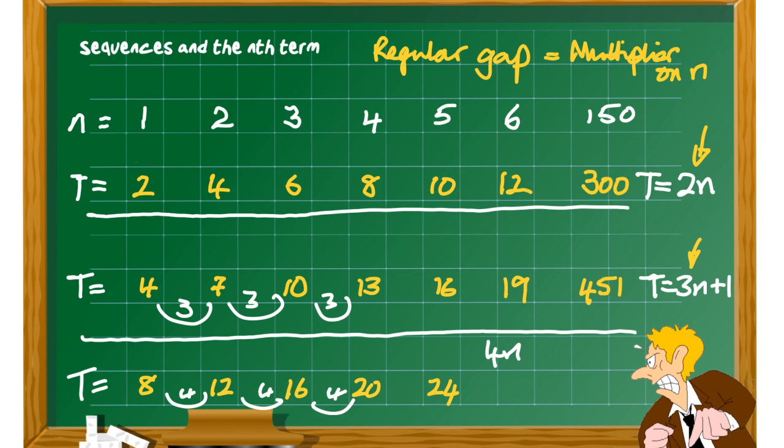4 times 1 is 4, plus 4 is 8. 4 times 2 is 8, plus 4 is 12. 4 times 5 is 20, plus 4 is 24. We got it. The equation here will be 4n plus 4. So for the 6th term in the sequence, 4 sixes are 24, plus 4 is 28. Yes, that seems to continue the sequence very nicely. And then finally, 4 times 150 is 600, plus 4 is 604.